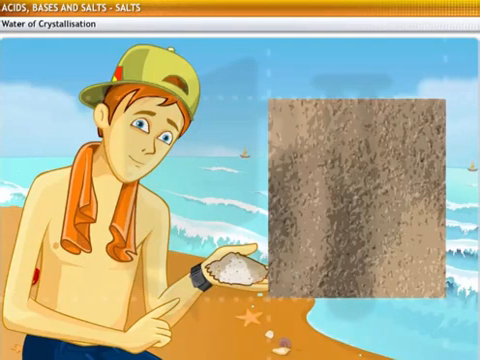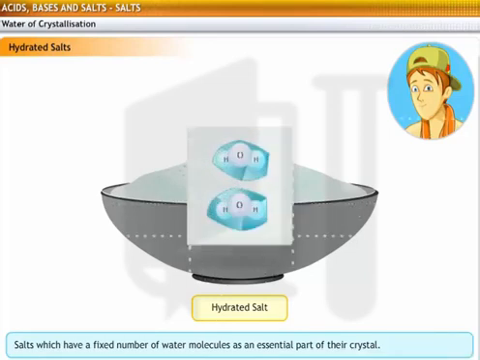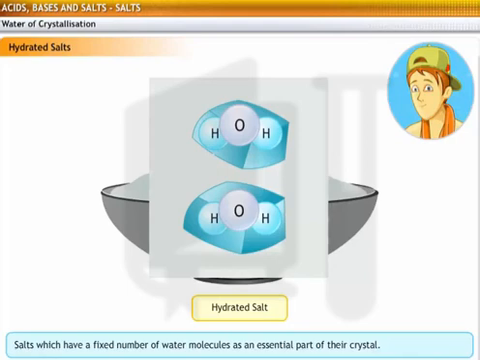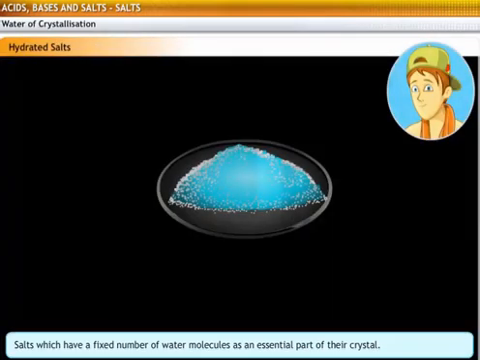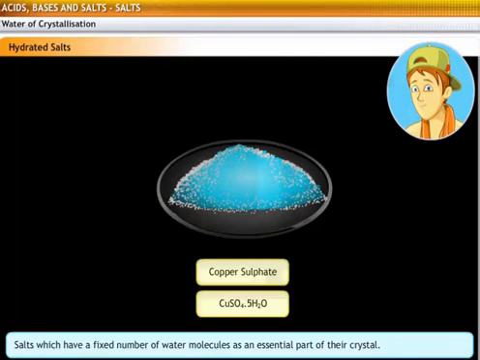Similar to sand grains, salts also have a crystalline structure. Moreover, some salts have a fixed number of water molecules as an essential part of their crystal. These water molecules which form the part of the crystal are called water of crystallization, and such salts are called hydrated salts. For example, in your laboratory, the blue-colored copper sulfate is copper sulfate pentahydrate. When heated, this salt loses its water molecules and its blue color.